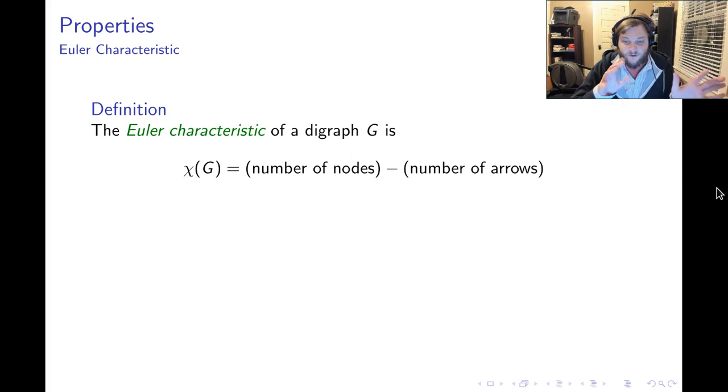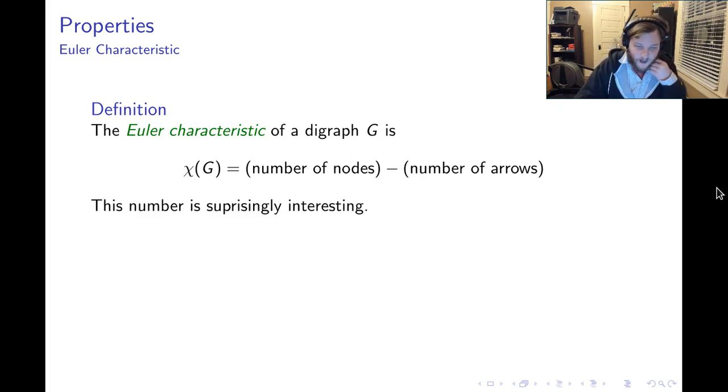So all we have to do to calculate the Euler characteristic is know the number of nodes and know the number of arrows, and we subtract those two numbers. And surprisingly, this turns out to be an interesting thing. It turns out that the Euler characteristic can, in certain situations, tell you interesting things about the directed graph.